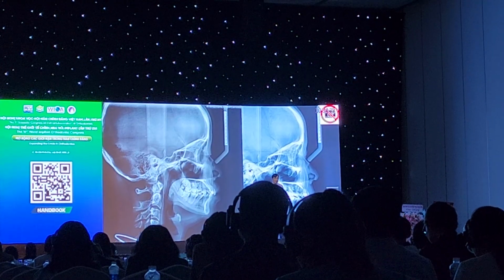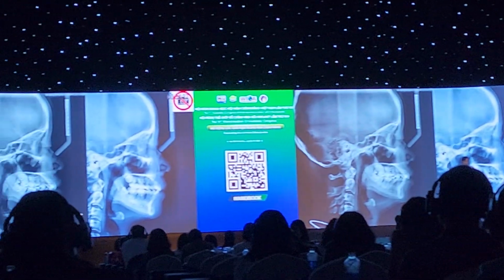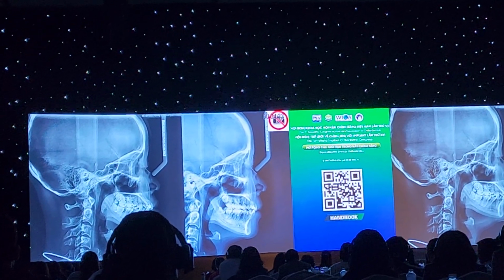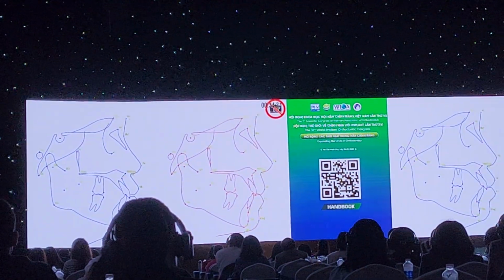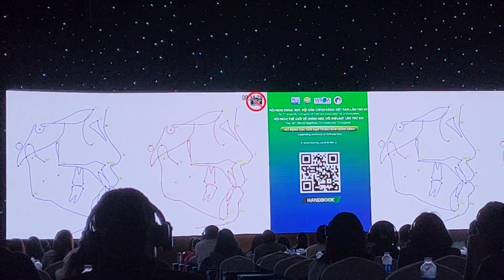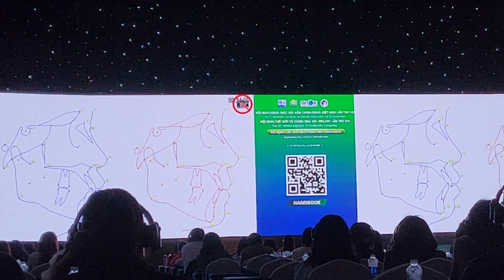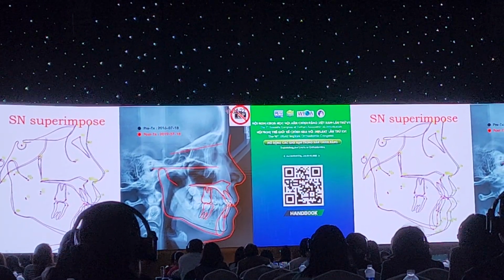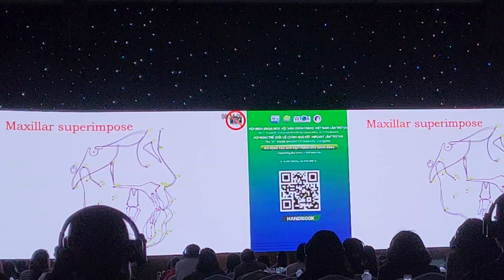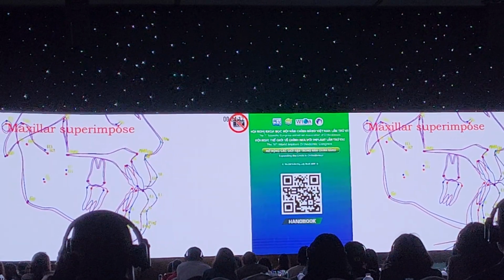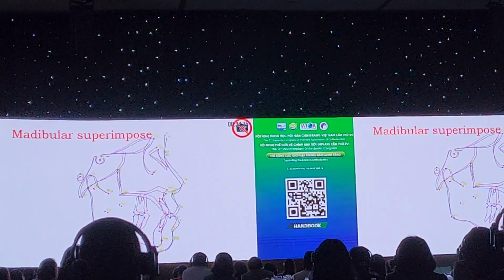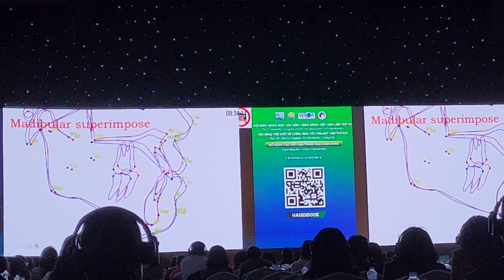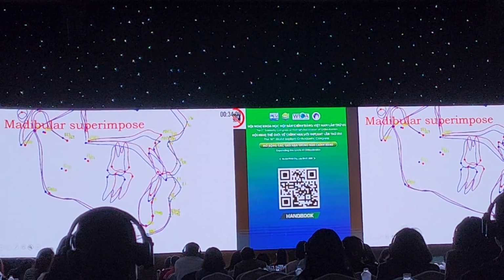This is one case I showed you with my case. You see, the patient came to me with protrusion. She asked me to reduce the protrusion. I did the extraction of the premolars, and on the X-ray I did the superimposition. On the upper, okay, no problem. But for the lower, I did the mandible superimposition. You see, I bring the incisor back.